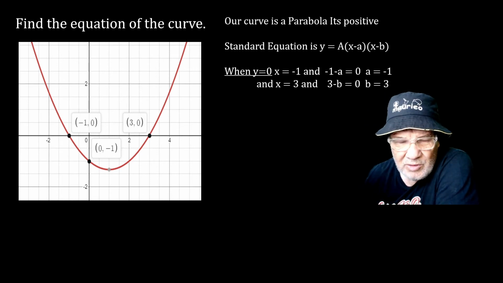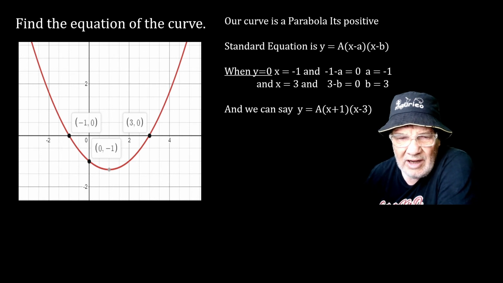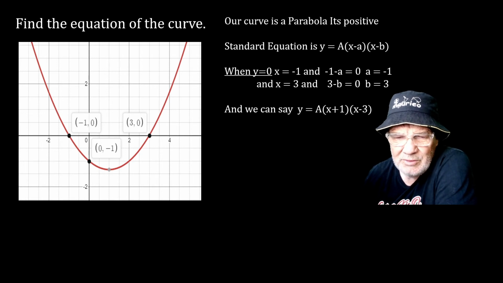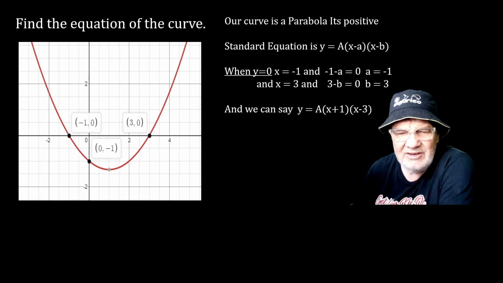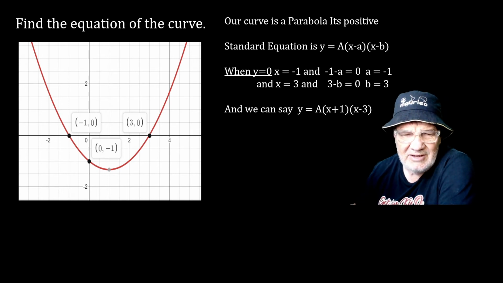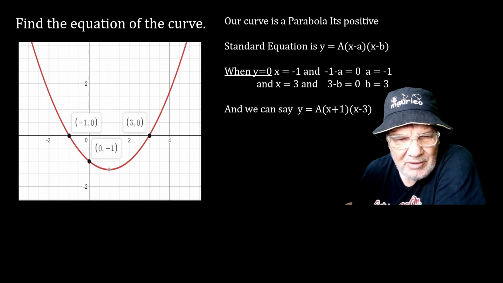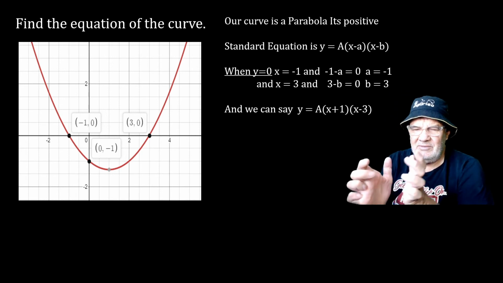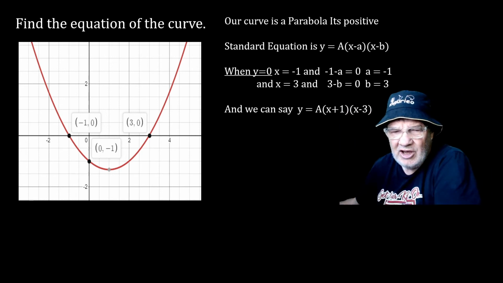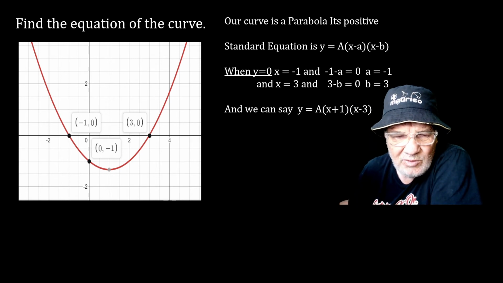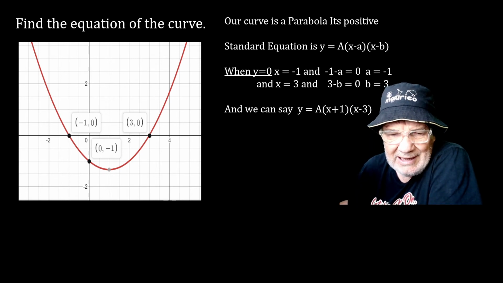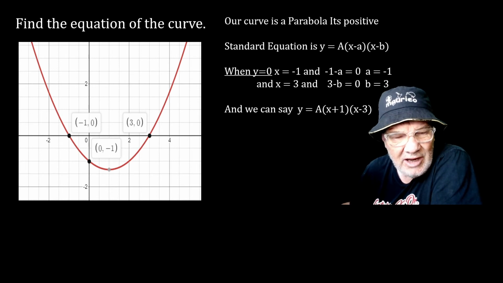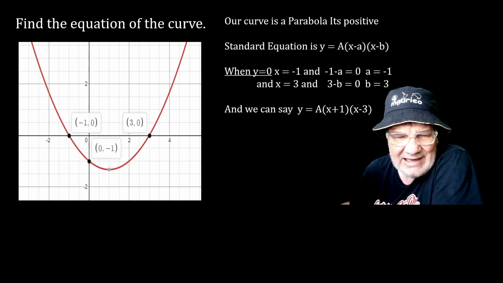So we can put all that together and we can say that y equals A times x plus 1 times x minus 3. And there are what we call the two factors. A is sort of a scaling thing. The parabola can be a skinny one or a wide one, so we need to know how much it is. The standard one is y equals x squared, and the upside down, or the negative one, is y equals negative x squared. But the A gives us that scale.